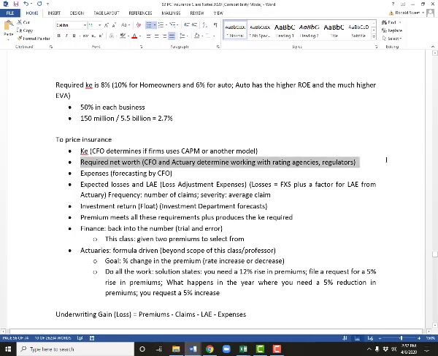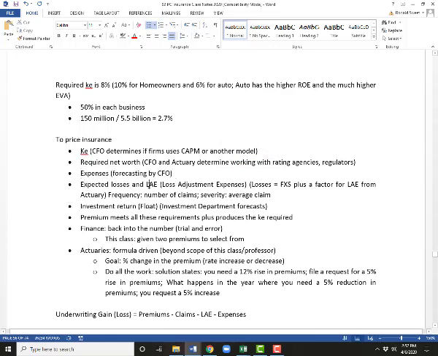Required net worth, there's all these approaches. We're going to use a very specific formula. We're going to use a surplus ratio. I'll show you that. The expenses come forecast from the CFO. The actuaries look closely with them to see what expenses there are for policy service, for claims administration, everything: accounting, actuary, all the expenses that are associated with the product.